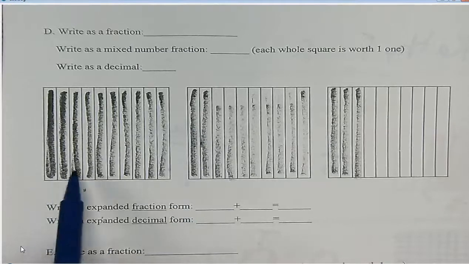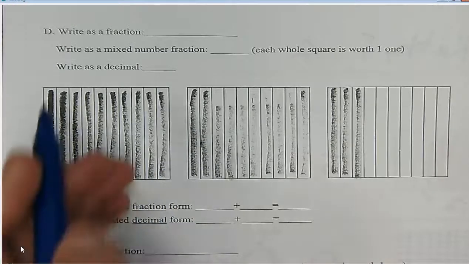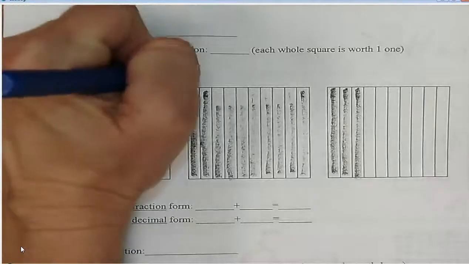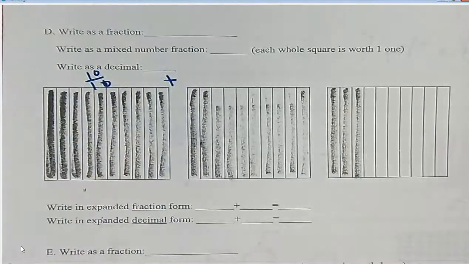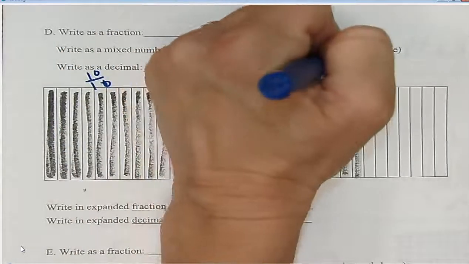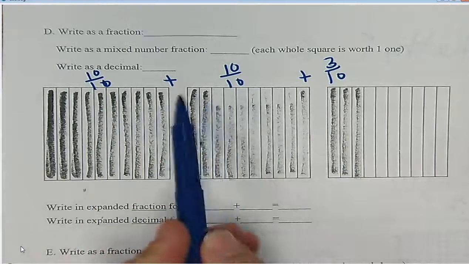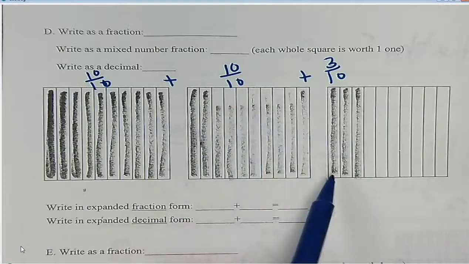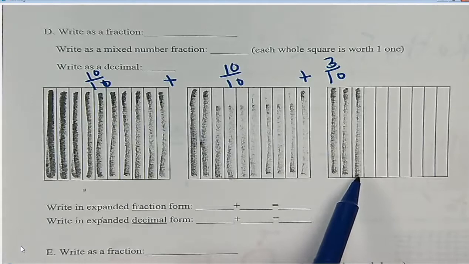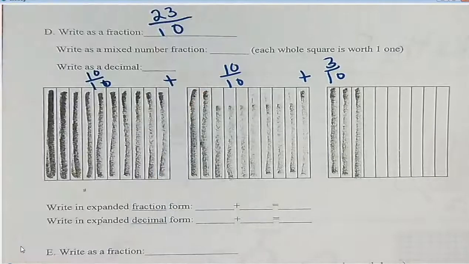So I know I have tenths. This is 10/10 plus 10 more tenths plus 3 extra tenths. 10/10, 20/10, 21, 22, 23 tenths. So we could call that an improper fraction. There are 23 tenths.